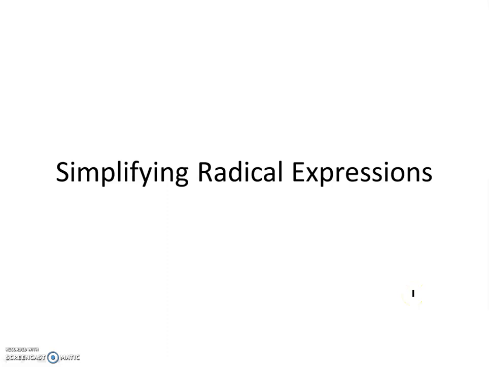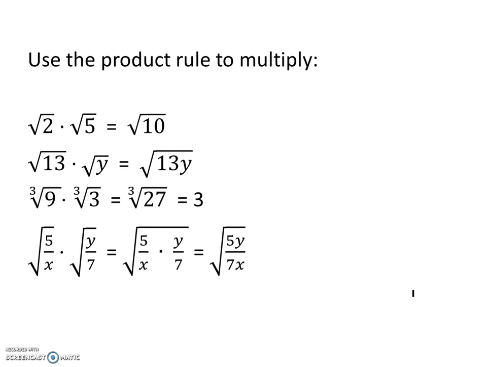Today we're going to be simplifying radical expressions. Use the product rule to multiply. We have the square root of 2 times the square root of 5, which is simply the square root of 10. The square root of 13 times the square root of y is the square root of 13y.